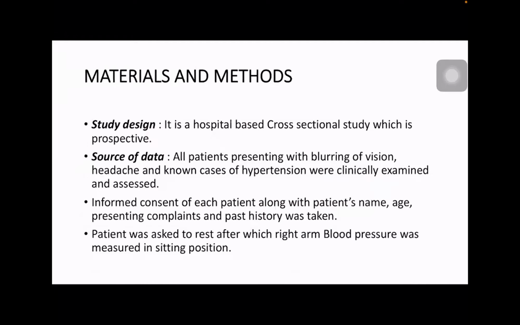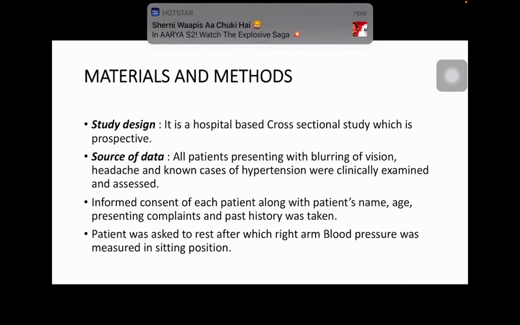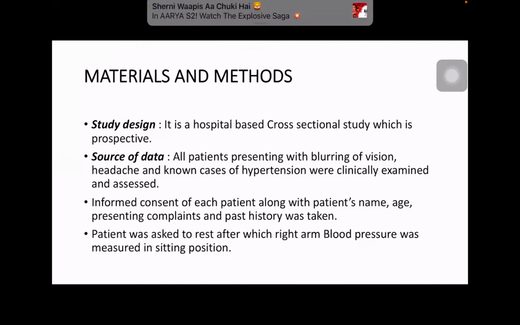All patients presenting with blurring of vision, headache, and known cases of hypertension were clinically examined and assessed. Informed consent of each patient along with patient's name, age, presenting complaints, and past history was taken. Patient was asked to rest, after which right arm blood pressure was measured in the sitting position.